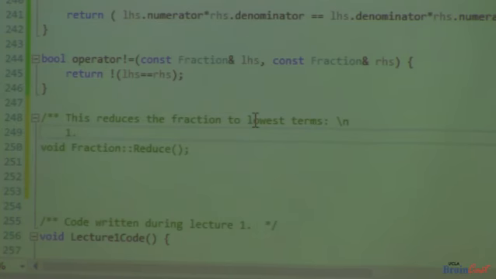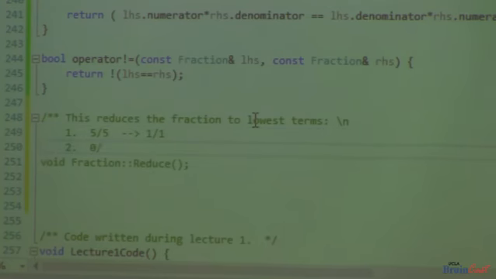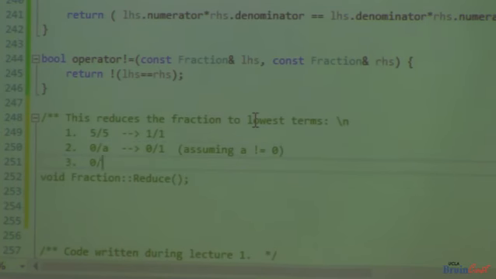Case 1. What if you have something like 5 over 5? What should that get reduced to? 1 over 1. That's something we'd like to have a guarantee of. If it's going to be this int over this same int, that's just going to be 1 over 1. What if we have something like 0 over a? What should this simplify to? 0 over 1, assuming a is not 0. What do you do for 0 over 0?